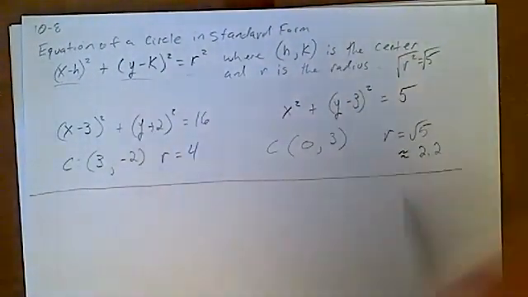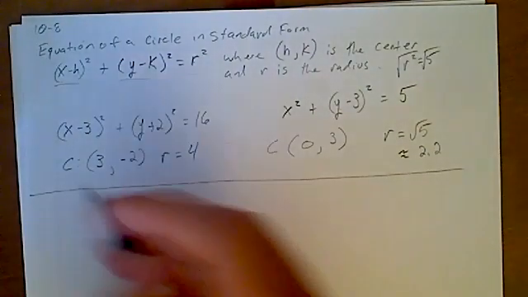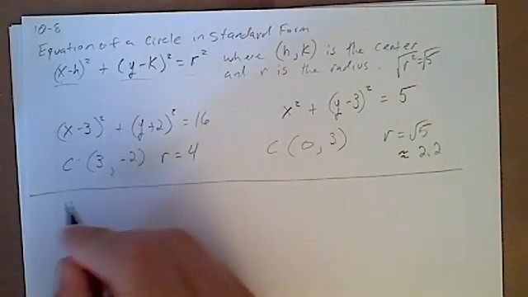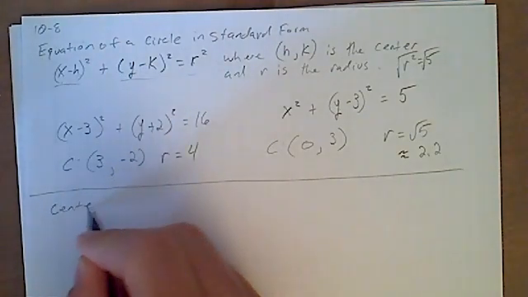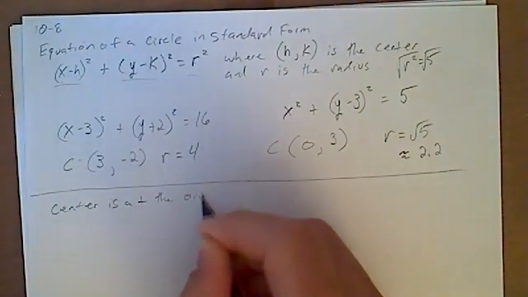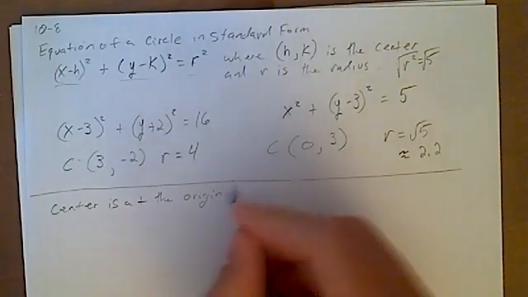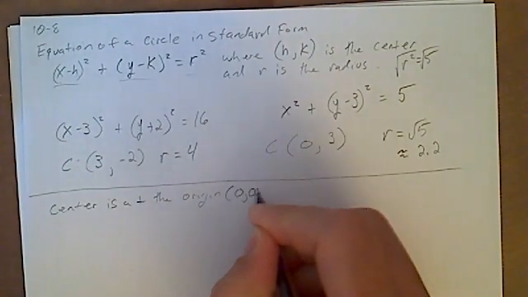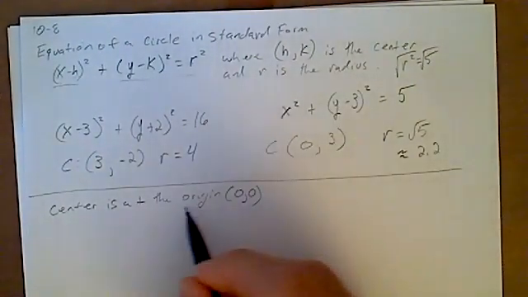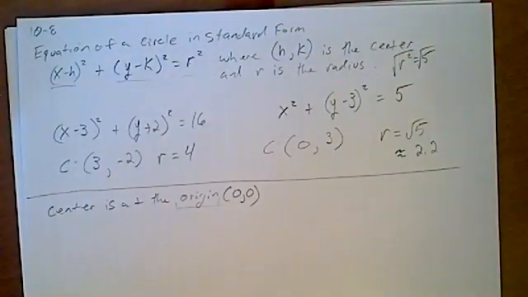I can also ask you to write equations of lines, equations of circles. So if I told you the center is at the origin, where is the origin? The origin is 0, 0. But I'll use the word origin sometimes, or I can use the point 0, 0. I probably won't give you both.